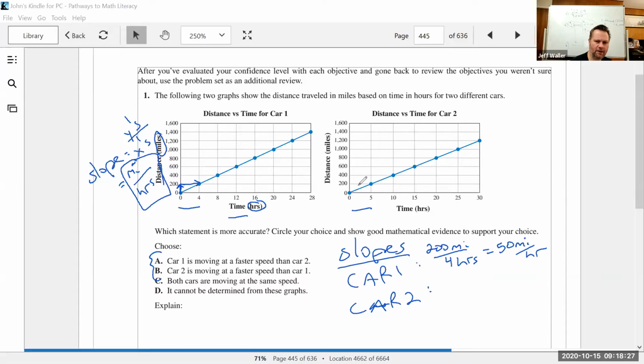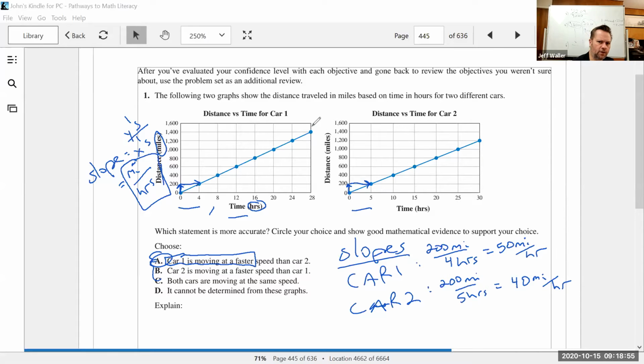50 miles an hour. And this guy goes 200 miles in 5 hours. So he's going to go a little slower. He's going 40 miles an hour. There we go. So obviously car 1 is moving faster. All right, cool. Look at that. If the scales were the same, I could trust what I see.